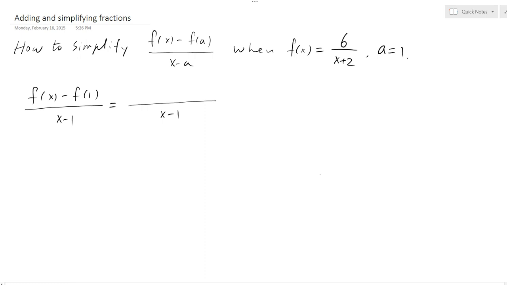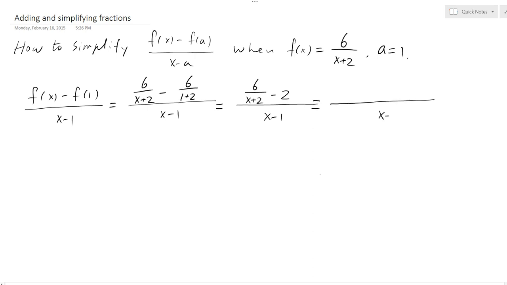And then again we have x minus 1 in the denominator, and substitute x: 6 over x plus 2 in the numerator, and then put 1 inside, so we have 6 over 1 plus 2. So most of us will do the following, because 6 over 1 plus 2 is just 2, so we have 6 over x plus 2 and minus 2 over here, like that. That's okay.